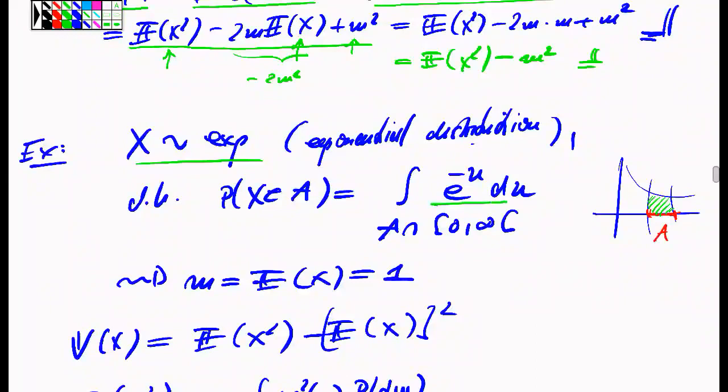So in other words, it's again the perturbation of the Lebesgue measure, but now with the weight function given by e to the minus u. So the picture is similar to the picture of the standard normal distribution, but now with a different weight function.